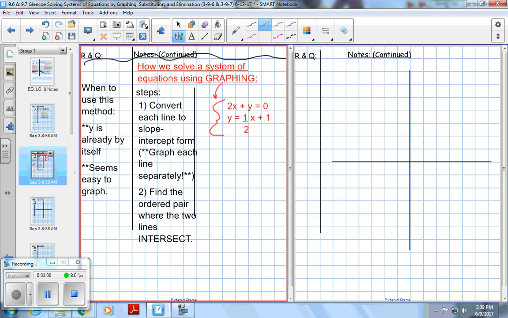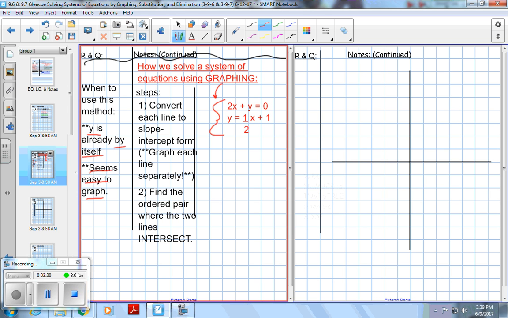Like we learned in 9.5 in the slope-intercept form lesson, that is the fastest way to graph something. So I use the graphing method to solve systems when the y is already by itself, or it just seems easy to graph. So I tried to give a little bit harder example. Both equations don't have y by themselves, because I wanted to show you how you would do this method even if both y's were not already by themselves.